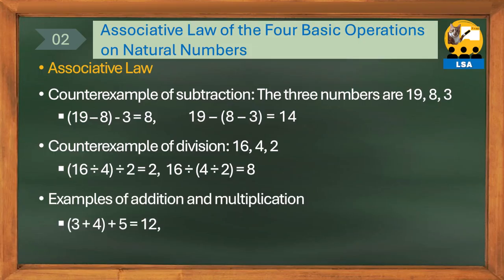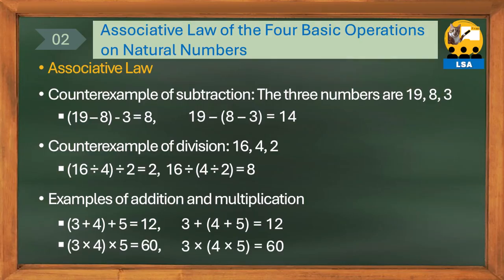When adding 3, 4, and 5, the result of adding 3 and 4 first and then 5, and the result of adding 4 and 5 first and then 3 are both 12, so the associative law holds by the law of identity. For multiplication, the result of multiplying 3 and 4 first and the result of multiplying 4 and 5 first are both 60, so the associative law holds.